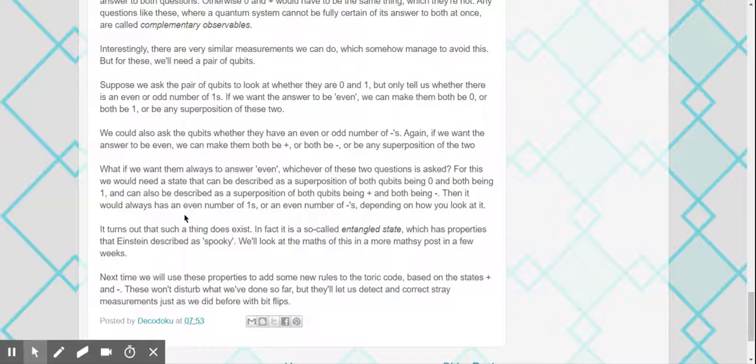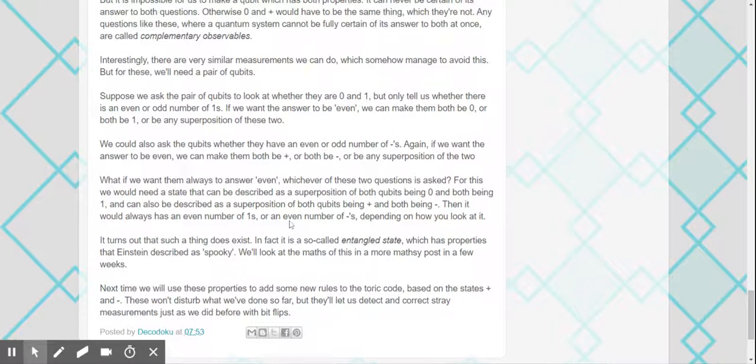Next time we'll use the properties to add some new rules to the Turing code based on the states plus and minus. This won't disturb what we've done so far, but they'll let us detect and correct stray measurements just as we did before with bit flips.